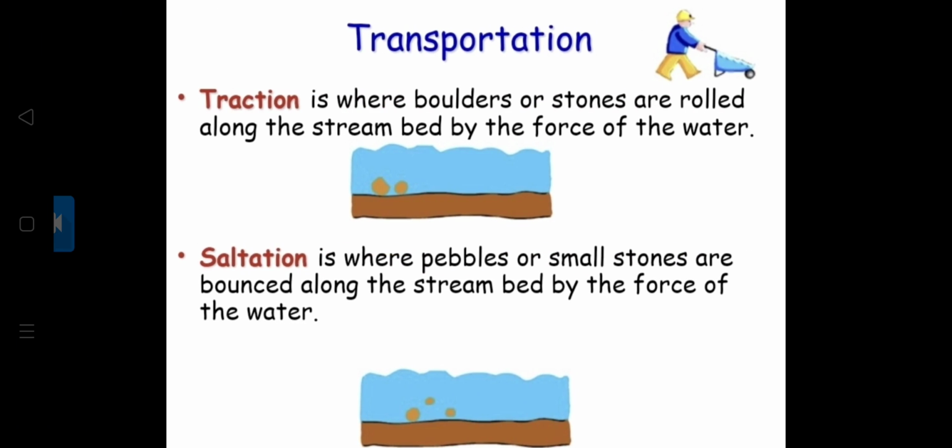Now let's understand transportation in simpler terms. Traction is where boulders or stones are rolled along the stream bed by the force of the water. Saltation is where pebbles or small stones are bounced along the stream bed by the force of the water.